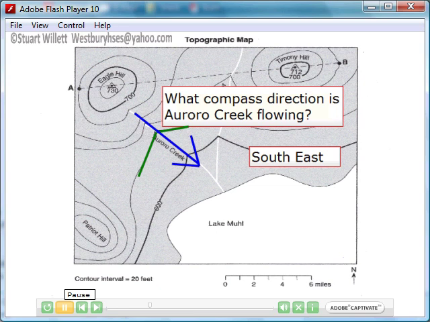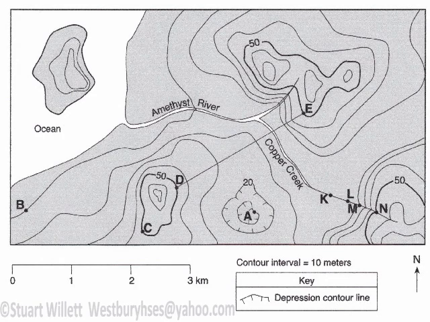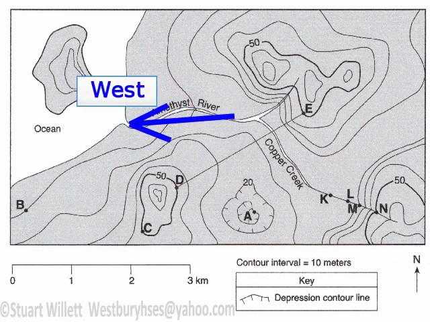Also, as you know, rivers typically flow into large bodies of water. And you could also have looked at the contour lines. Rivers flow downhill. Contour lines are pointing to the right, which is east. So the river is flowing to the left, which is west.